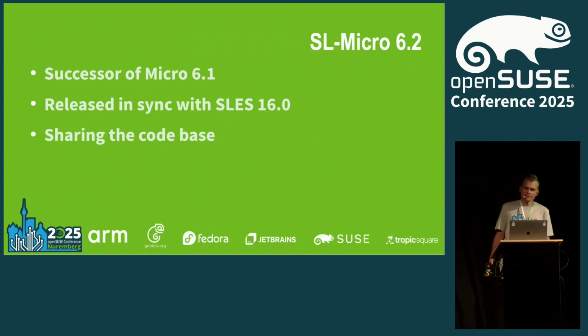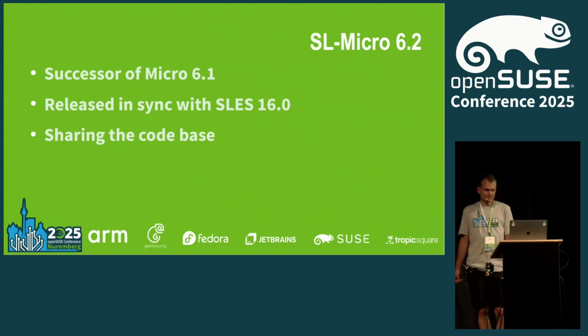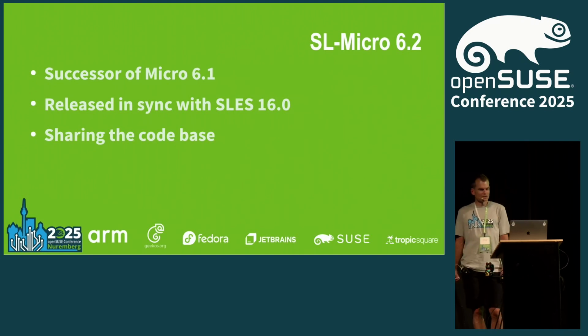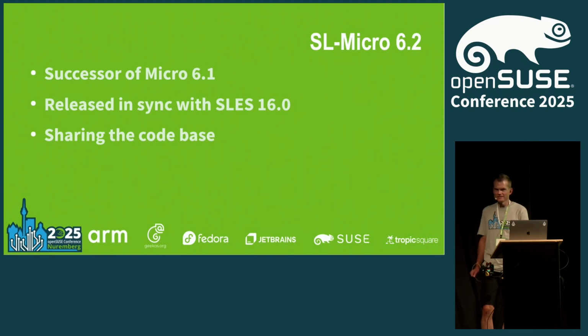And now back to Micro. The SUSE Linux Micro 6.2 is planned to be released together with SLES16.0, which means before the end of this calendar year. And important is that they will share the same code base. If a package which is part of both of the products is released in both of the products, then it is always the same version.